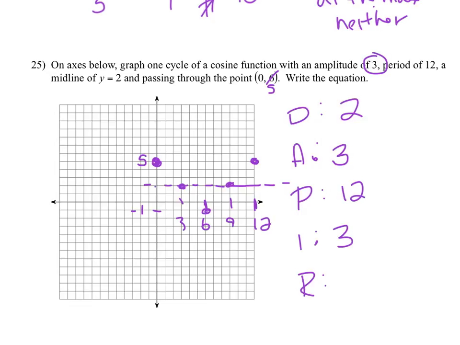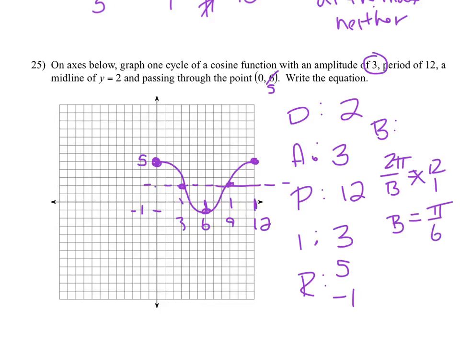So I did figure out the range. It was 5 and -1. Just did it right on the graph. All right, if I want to write the equation, the only other thing I need is b. So 2 pi over b is equal to your period. You cross multiply and solve. We've done this so many times. It is pi over 6.